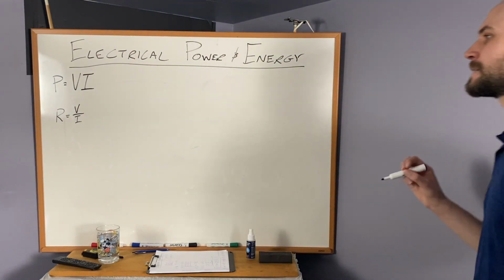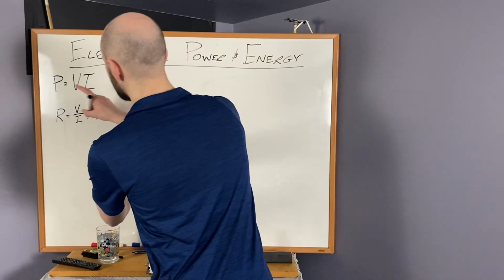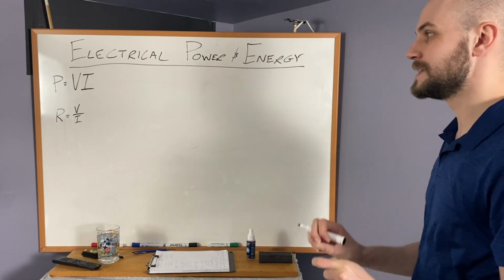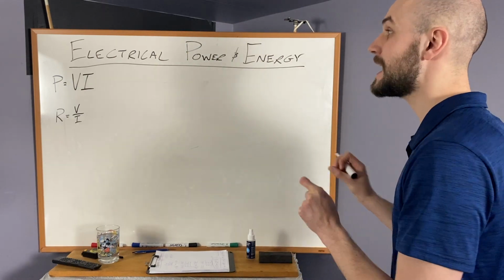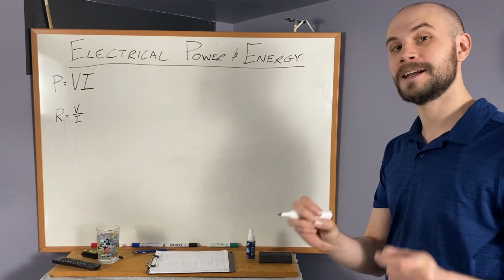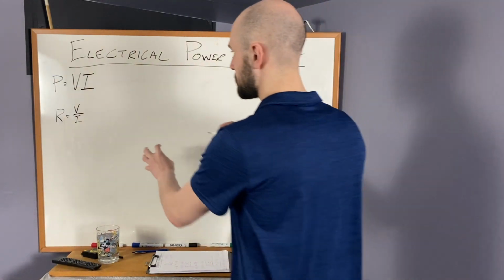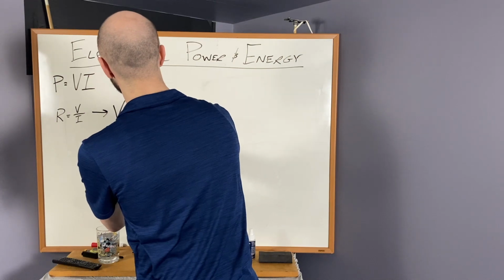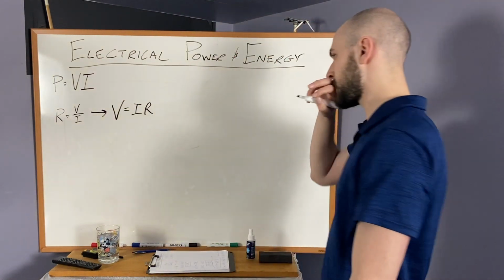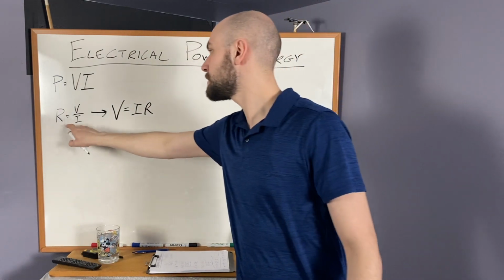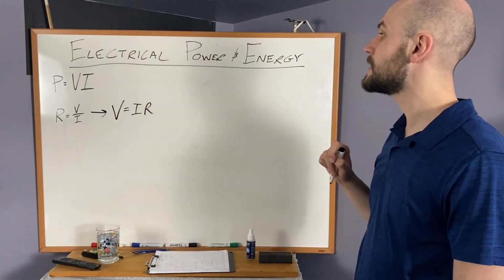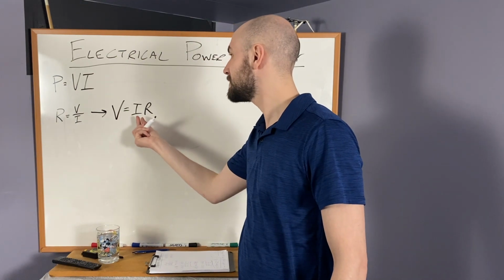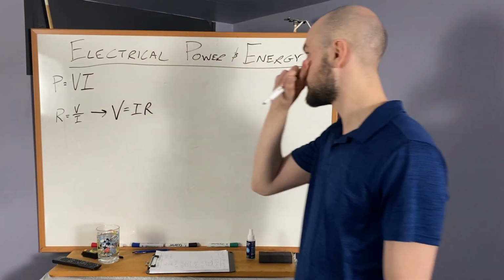Okay, so let's rearrange this for a second. Let's say I know the current flowing through the component and I know the resistance of the component. Can I use those two quantities to figure out the electrical power? Well, if we rearrange Ohm's law, we get V equals I times R. Here's how it shows up in your reference table, but we could always mathematically rearrange things. So I know the voltage across an element is equal to the current multiplied by the resistance.